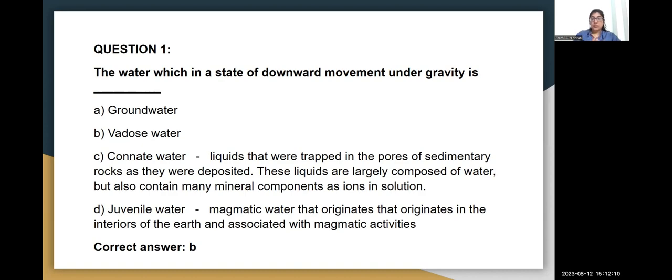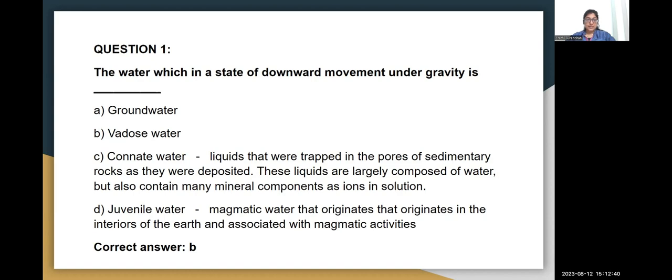Now, juvenile water is nothing but water that is not a result of precipitation or anything. It is water that is forming within the magmatic rocks as a result of magmatic activities. When these activities are happening within the interiors of the Earth's core, if there is water resulting from these magmatic activities, then that kind of water is called juvenile water.